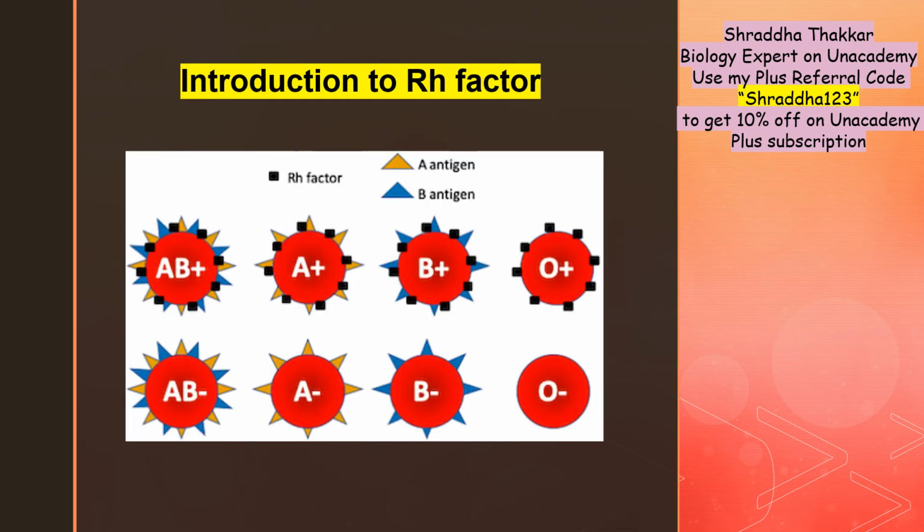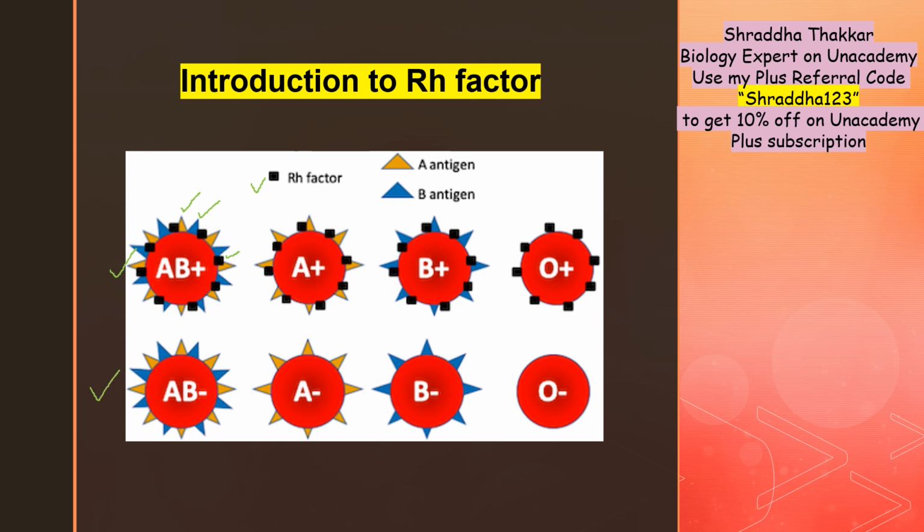So, as you can see here, if the RBCs of the person has the RH factor present, then the blood group is said to be positive. So in the first case, this is the RBC which has the A antigen, the B antigen, and also the RH factor which is shown by the black color here. Therefore, this blood group is AB positive.